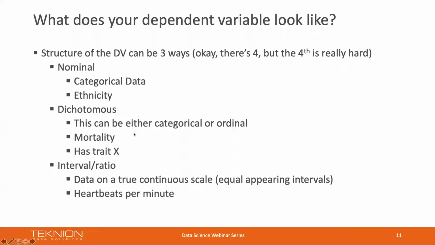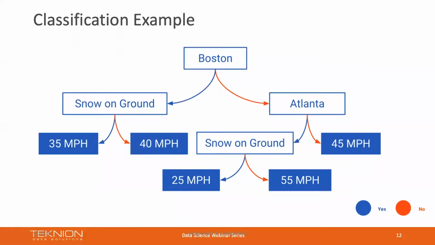So now here's the way to think about this. Nominal and dichotomous, we can typically think of as classification models. And then the interval, but also some of the dichotomous, we can think of as regression models. I'll get into why we choose which one for which in just a little bit. But really, we have classification versus regression. These are the types of models that we're going to pick.